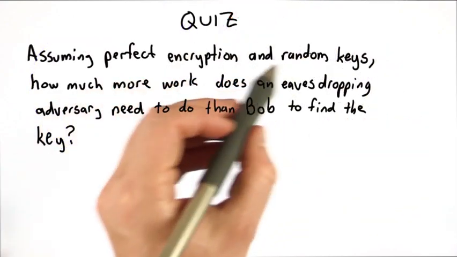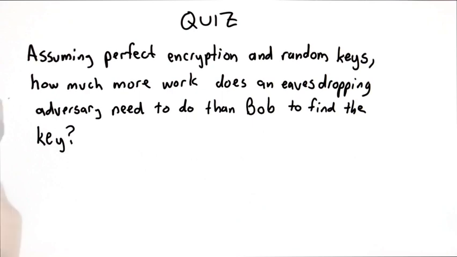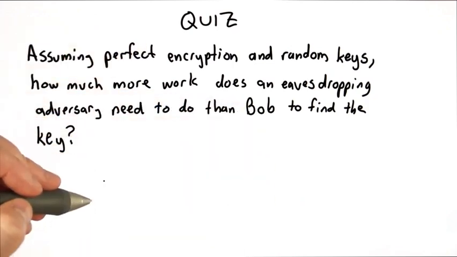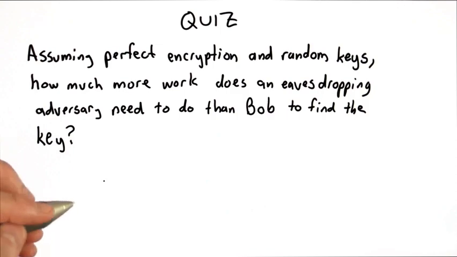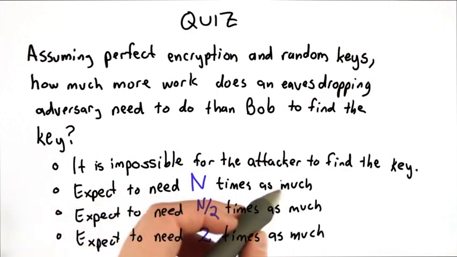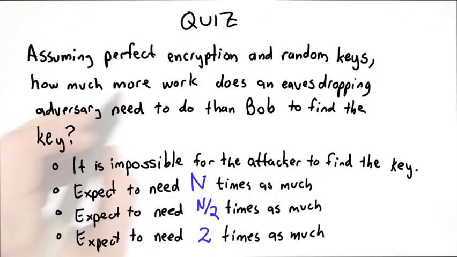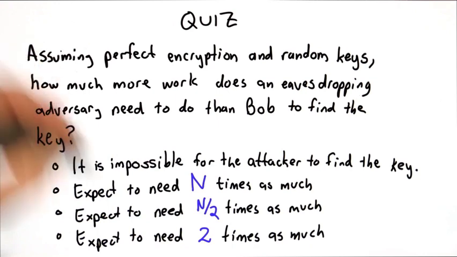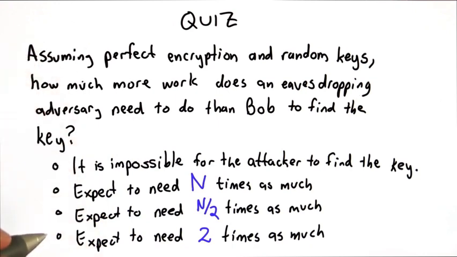So assuming encryption and the random number generation work perfectly, the question is how much more work does an eavesdropper have to do than Bob has to do? An eavesdropper hears all the messages between Alice and Bob, and wants to determine the key that they'll use to communicate. So here are the choices. It's impossible for the attacker to find the key. The attacker would need to use n times as much work as Bob to determine the key. The attacker would expect to need n over 2 times as much work as Bob, or the attacker would be expected to need twice as much work as Bob. And the value of n is the number of puzzles that Alice creates and sends to Bob.